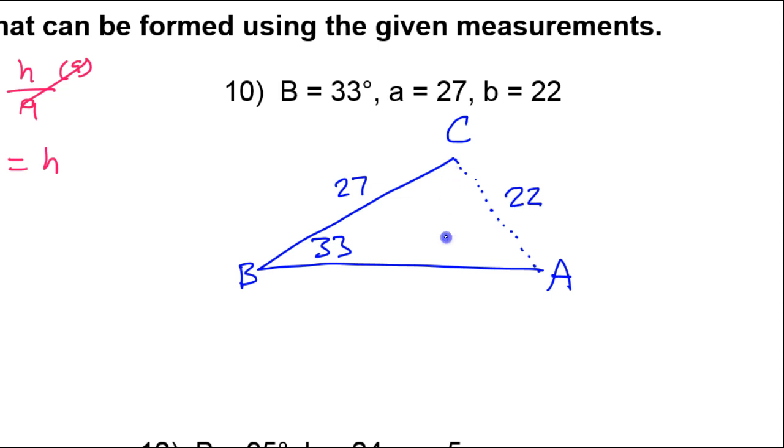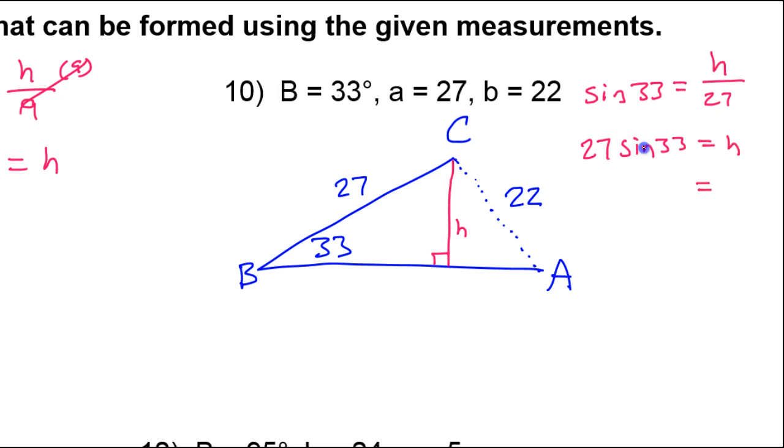So, first we have to see if we can make a triangle at all. And the way we will see that, again, is by imagining a vertical line. That's going to be the height. We have to figure out what the height of this triangle is going to be. So we will use the sine function. So sine of 33, that's going to be opposite over hypotenuse. So that'll be h over 27. Multiplying both sides by 27 gives me 27 sine 33 is equal to that height.